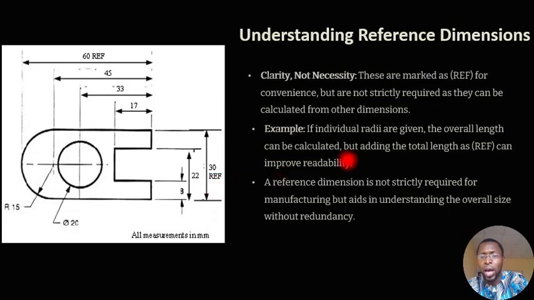So just to give us a quick information about the dimension. It's not to be used as our major reference dimension. The reference dimension is not strictly required for manufacturing, but it aids in understanding the overall size without redundancy. That is the importance of the reference dimension when we are drawing an oblique diagram.